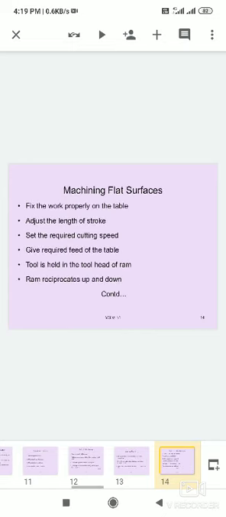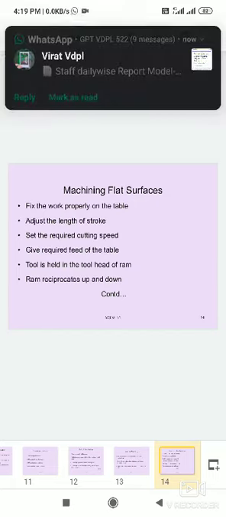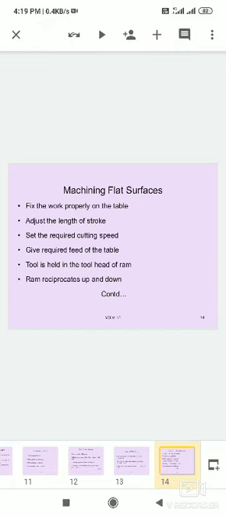There are no changes in machining flat surfaces. Fix the work properly on the table. Adjust the length of stroke. Set the required cutting speed. Give the required feed of the table. The tool is held in the tool head of the ram. The ram reciprocates up and down.